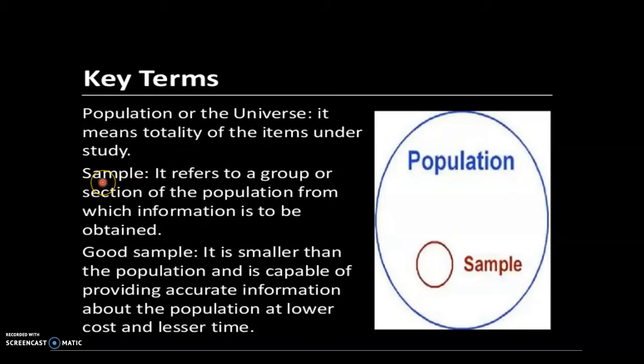The next one is sample. It refers to a group or a section of the population from which the information is to be obtained. So this is the diagrammatical explanation of population and sample. This area contains the population and only this part contains the sample. Good sample. It is smaller than the population and is capable of providing accurate information about the population at lower cost and lesser time.